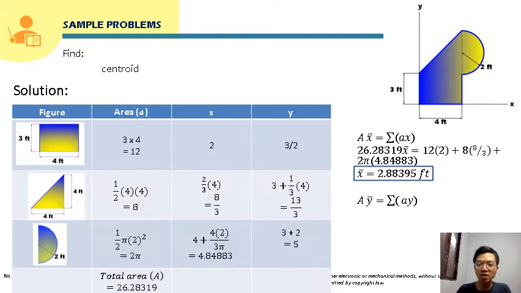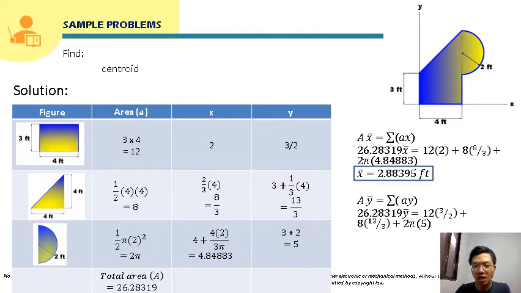Now for y bar, the formula is A y bar is equal to summation of Ay. So the total area again is 26.28319 times y bar, that is the unknown, and then equal to the summation of the area times the respective y coordinate. So that will be 12 times 3 halves plus 8 times 13/3, then plus 2 pi times 5.